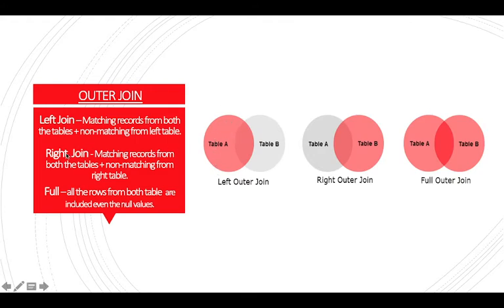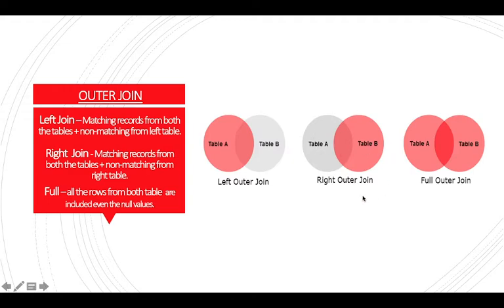Okay, moving ahead, similarly we have right join. It is going to fetch me matching records from both the tables, plus non-matching records from the right table, that is our table 2.